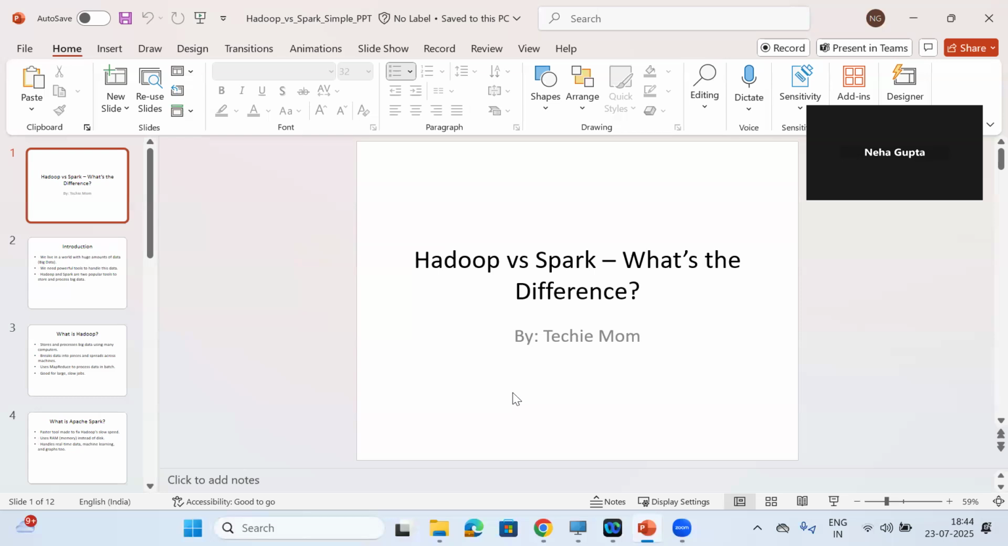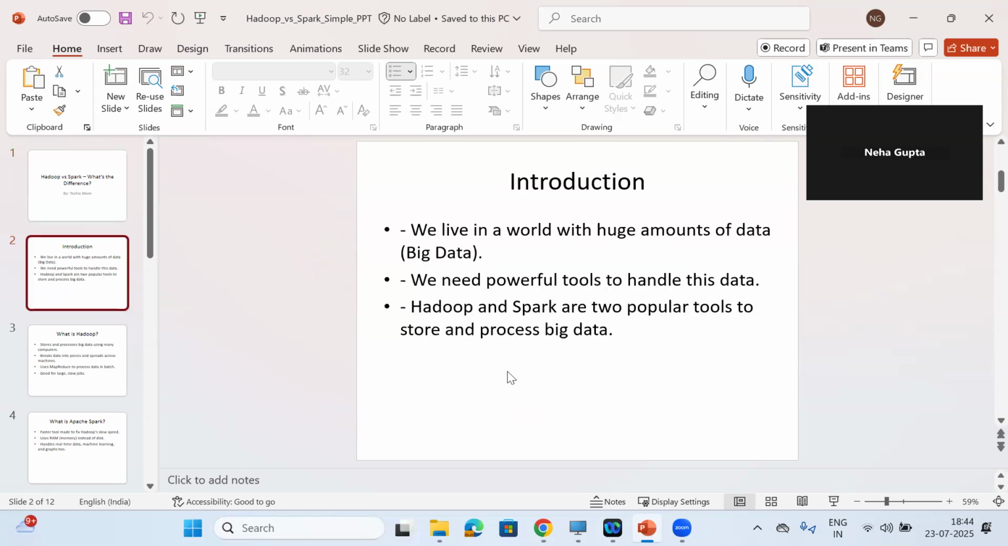Today we're going to discuss the difference between Hadoop and Spark. We live in a world where we have a huge amount of data that we call big data. To handle that data, we need powerful tools, which we call Hadoop and Spark.